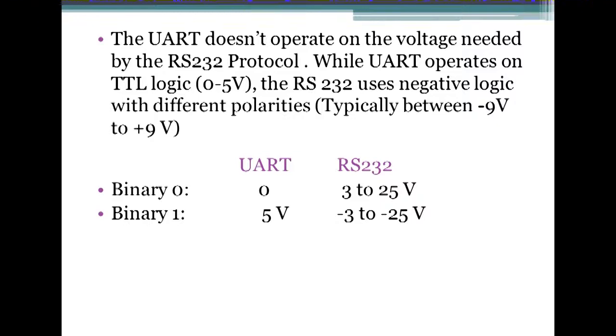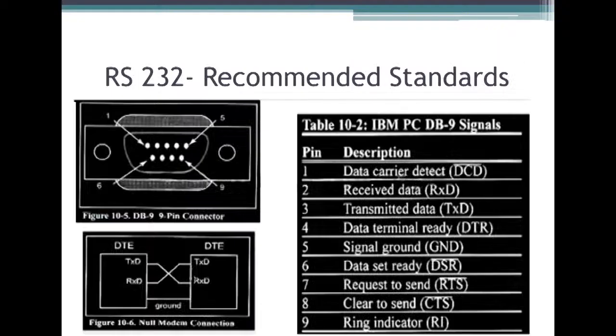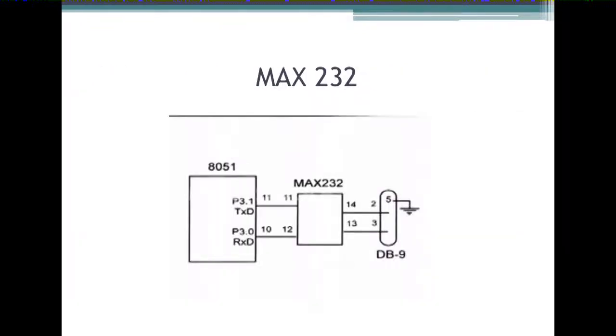UART operates at TTL levels and not the RS-232 standard, which represents data at higher voltage levels. RS-232 was designed by the Electronics Industries Association with voltage specification -3 to -25 volt for logic 1 and 3 to 25 volt for logic 0. We use 3 pins of the 9 of the RS-232 model: the received data, the transmitted data and the signal ground. An IC called MAX232 is used to convert TTL logic to RS-232 protocol and vice versa.